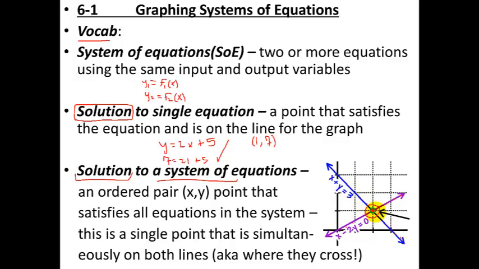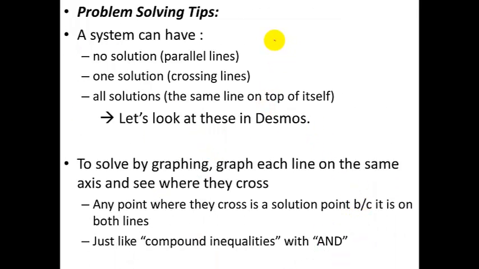So there's only one solution to this system of equations, and that solution is the point where those two lines cross. So when you're trying to find the solution to a system of equations, you're looking for the place where they cross, because that single point is simultaneously a solution to both equations because it's on both lines. Okay, so how do we solve for it?